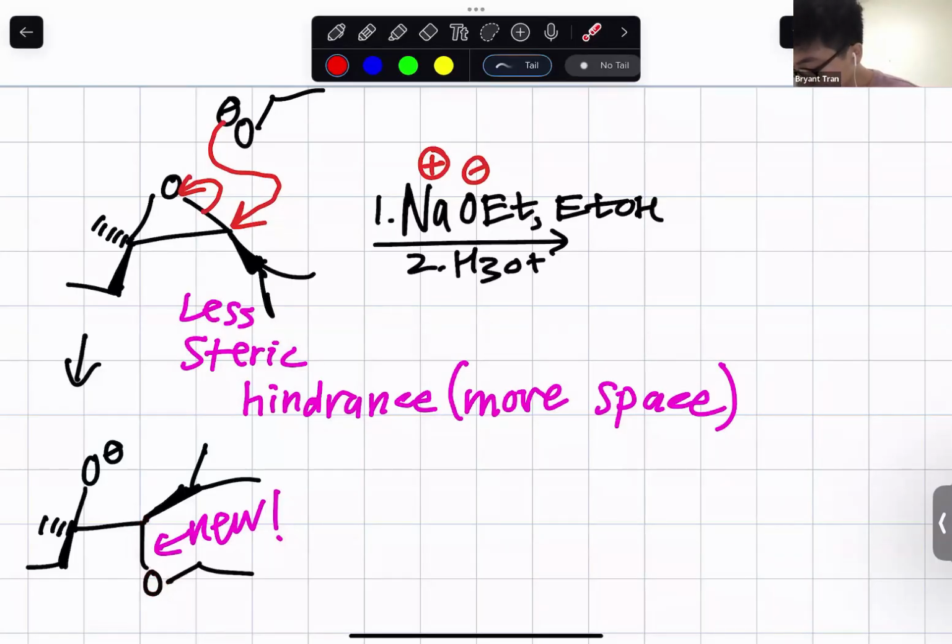This oxygen here is no longer attached to this carbon because we broke that bond and gave this oxygen a pair of electrons. That's why it's negatively charged now. It's negatively charged because we added more electrons to it, right, from this bond right here. That bond has 2 electrons, which broke off and went onto the oxygen, giving it a negative charge.